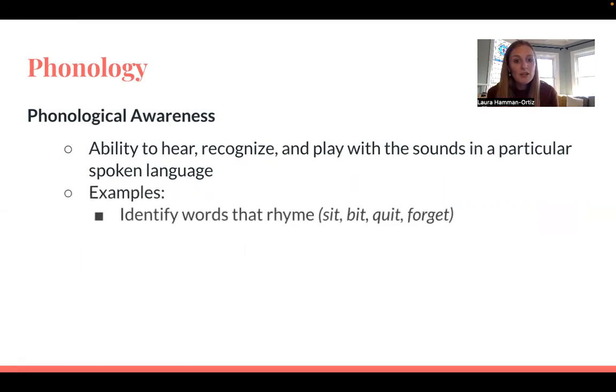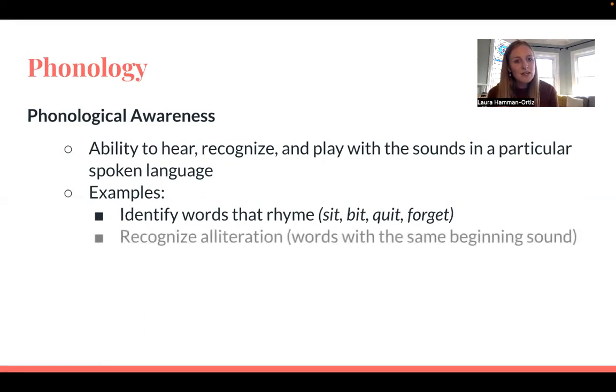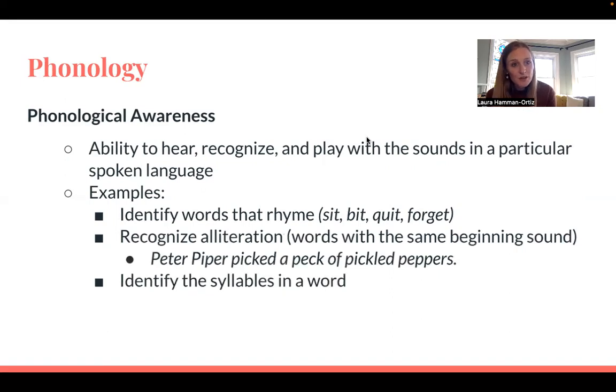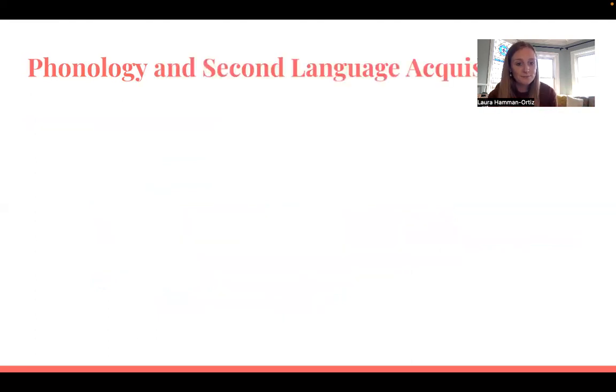So for example, being able to identify words that rhyme, even words that might not be spelled the same, but you can hear that they rhyme, like sit, bit, quit, and forget. So hearing that repeated sound. Recognizing alliteration, words with the same beginning sound, like this tongue twister: Peter Piper picked a peck of pickled peppers. So hearing the repeated sound across all of those words. Identifying syllables in a word is also part of phonological awareness. You're not breaking it down to individual phonemes here, you're breaking it down to the syllables of a word. So in teacher, being able to hear tea and cher as two syllables that are part of that word.